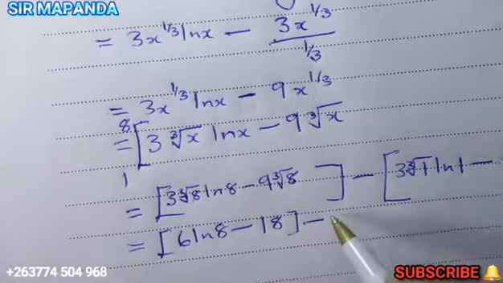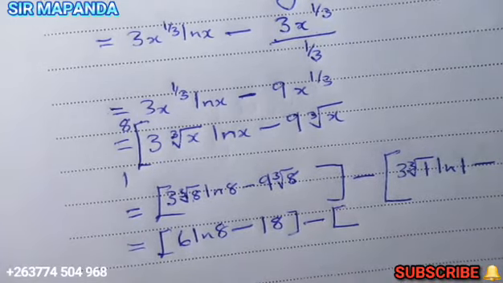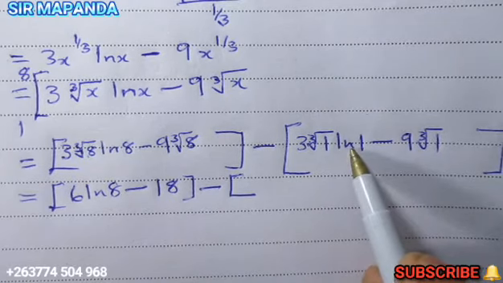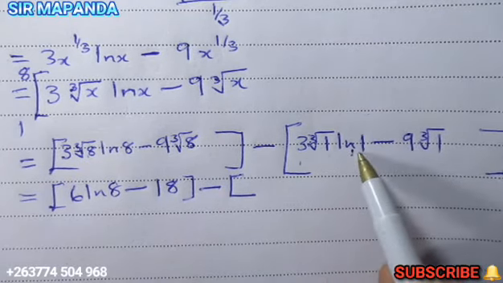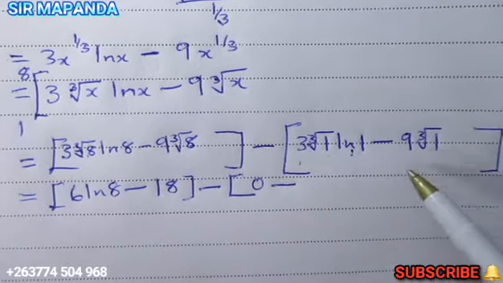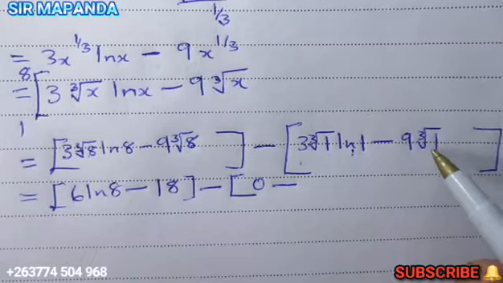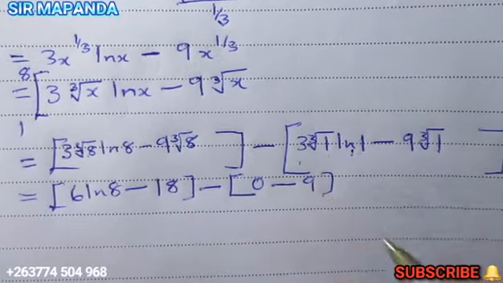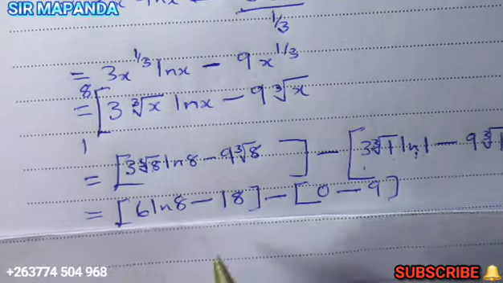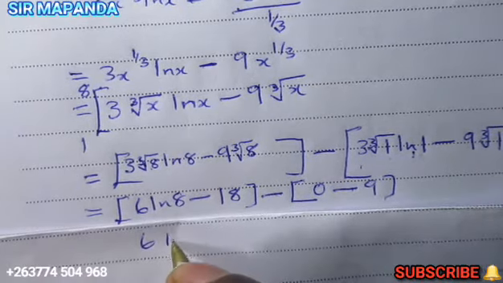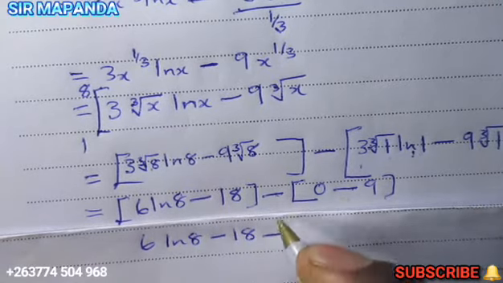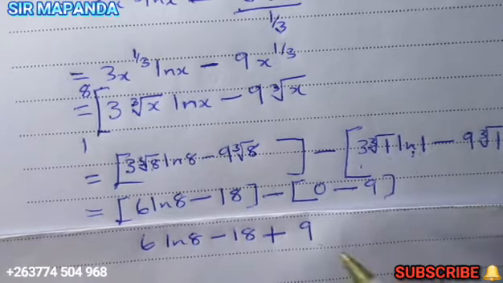Put negative here, you put your bracket. Remember, whenever you see ln 1 is 0. So 3 cube root of 1 ln 1, you are going to get a 0 minus, right? Cube root of 1 is 1 times 9, we get 9. Right. So we now have 6 ln 8 minus 18. Minus and minus, you get plus 9, something like this.